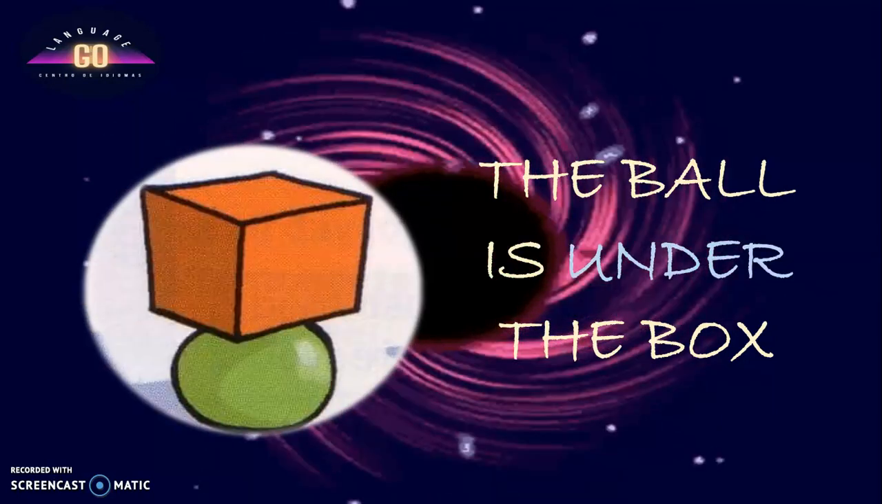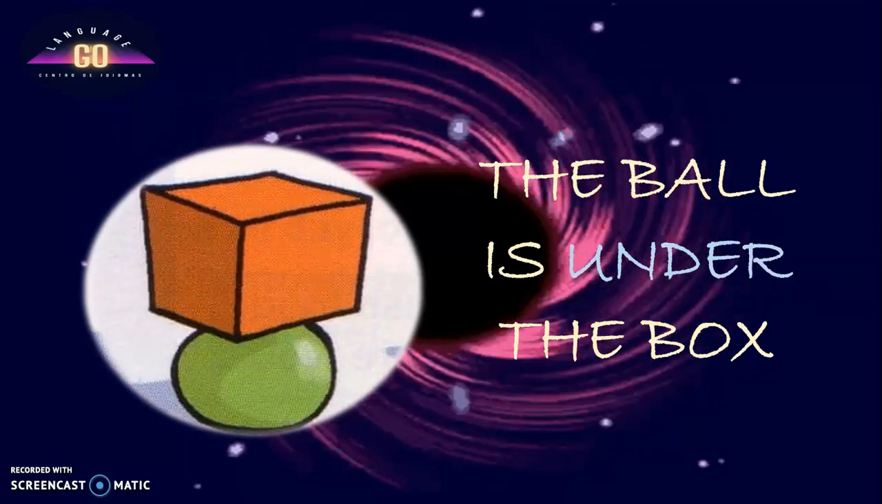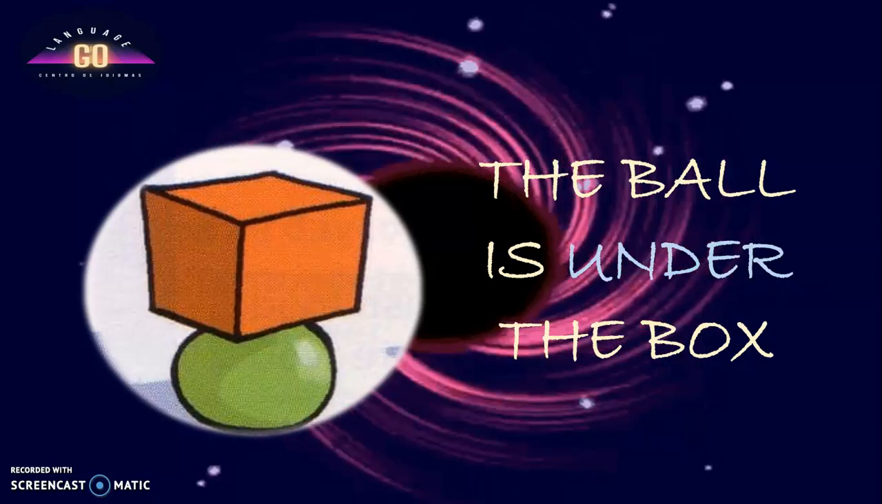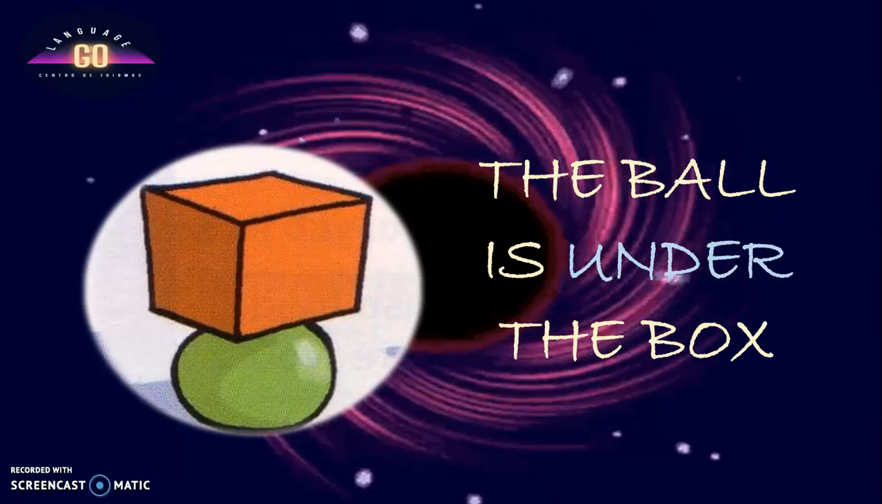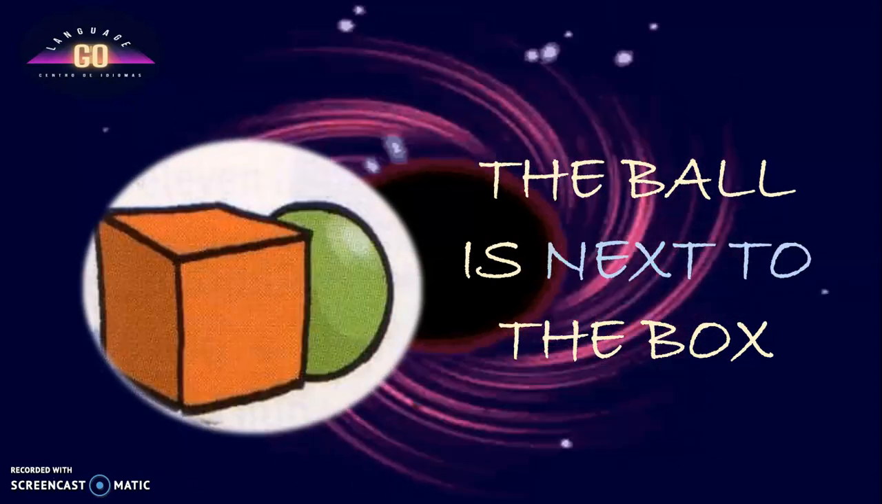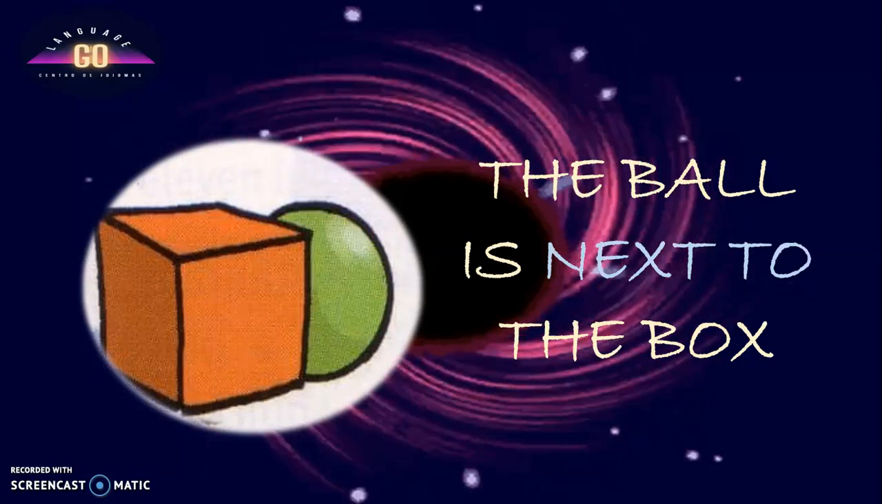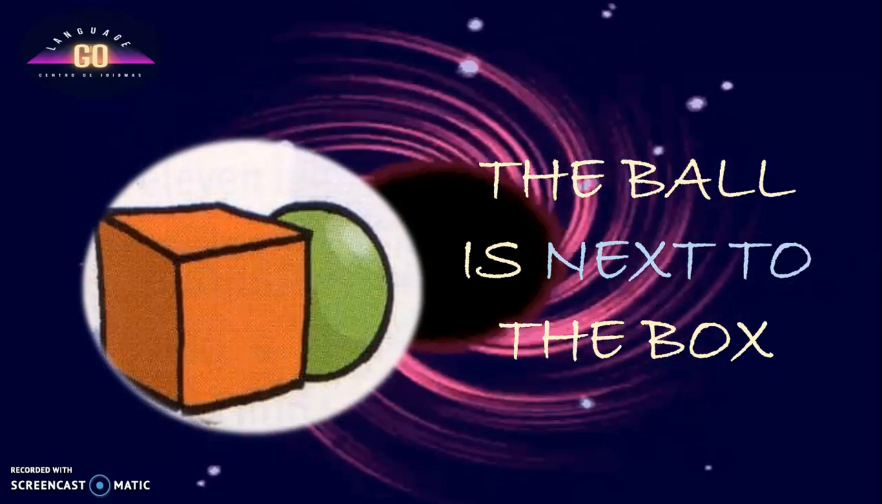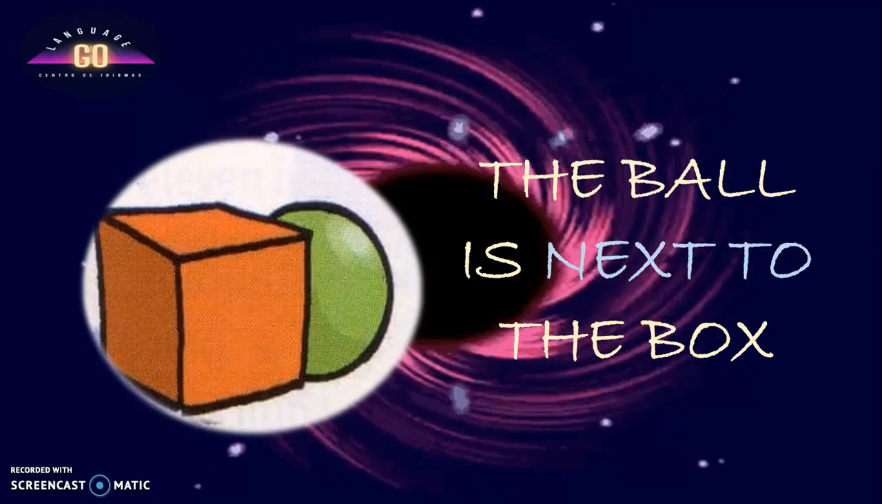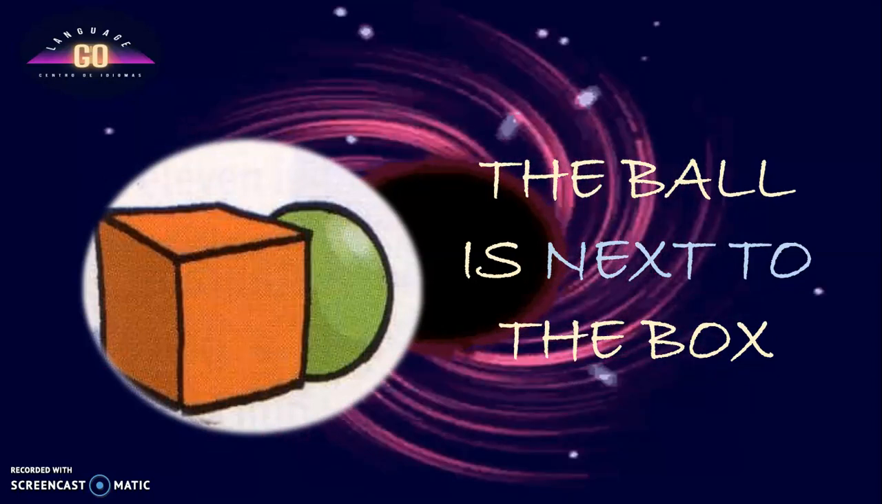The ball is under the box. Under significa debajo. La pelota está debajo de la caja. The ball is next to the box. La pelota está junto a la caja. Next to significa junto o también puede ser al lado.